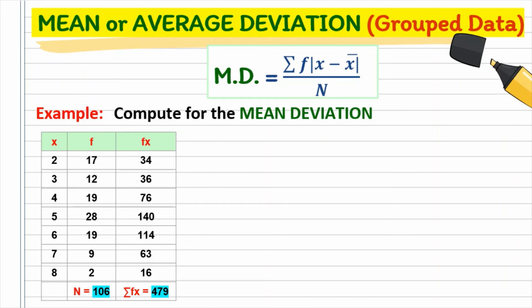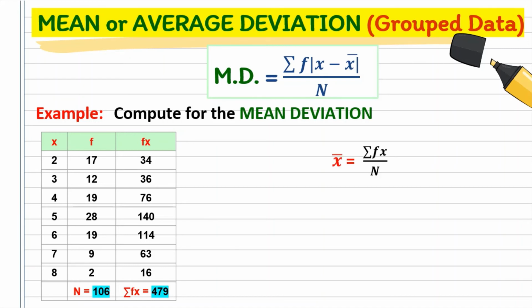So 2 times 17, 34. 3 times 12, 36. 4 times 19, 76. 5 times 28, 140. 6 times 19, that is 114. And then 7 times 9, 63. And 8 times 2, 16. And i-add lang po ito para makuha yung N. And add lang ito para makuha yung summation of Fx, or the product of frequency and the scores. Okay? So we get the 479.